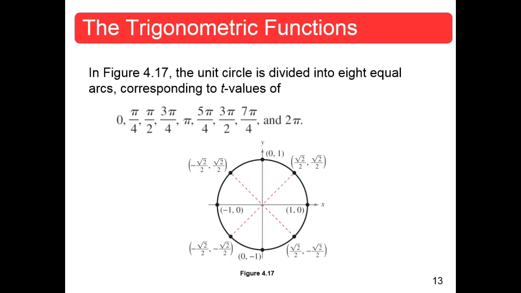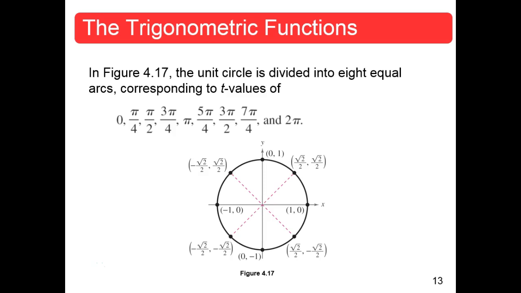So, here are some of our favorite values. In this figure, the unit circle is divided into 8 equal arcs corresponding to these t values. Well, this divides it into 2 equal arcs. This then divides it into 4. And then add these 2 and you've got it into 8. So here's an arc, an arc, an arc, an arc, an arc, an arc. And if these are exactly bisecting those angles, then we have exactly equal arcs.